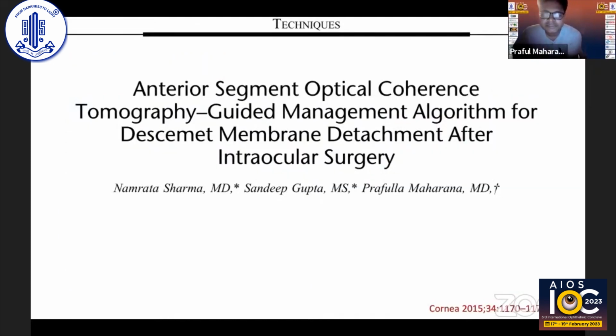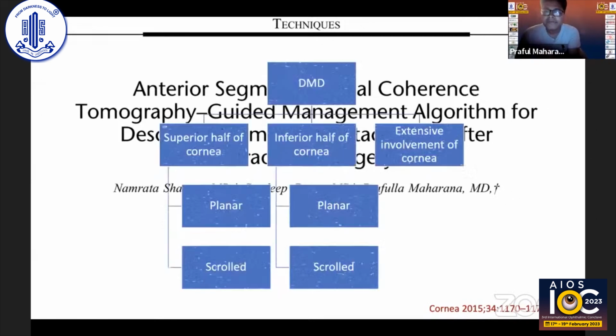This is a paper which I published when I was doing a senior residency at RP Center. The initiating point of this research was that most of our residents, when they are operating and writing on slit lamp examination, say everything is fine. And when we did ASOCT, we could find some sort of DMD underneath the edematous cornea. So that was the point where we realized all such non-resolving corneal edema cases should undergo ASOCT.